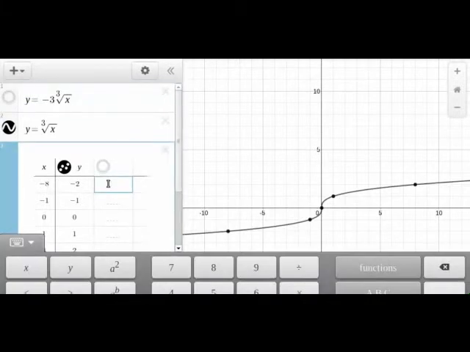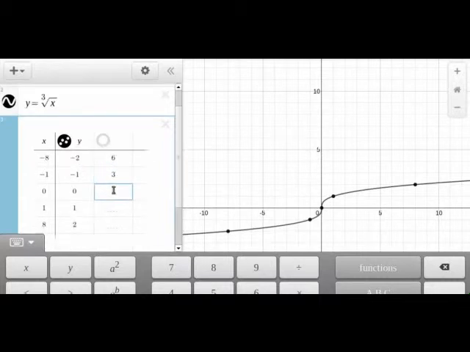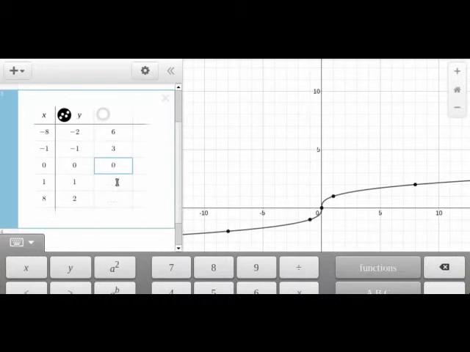So -2 times -3, 6. -1 times -3, 3. 0 times -3, 0. 1 times -3, -3. And 2 times -3 is -6. All right, let's see what that looks like.